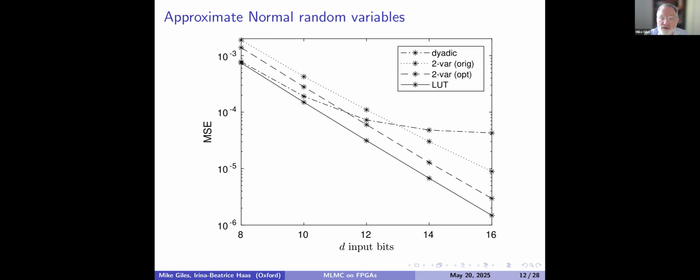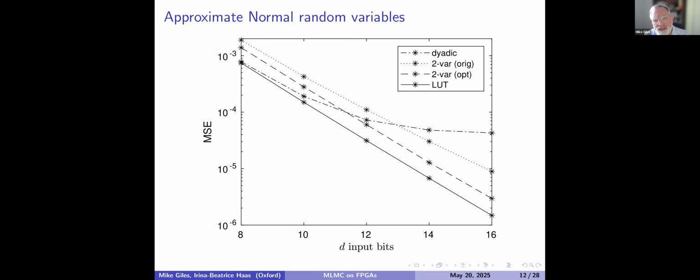So here on this slide, I'm plotting the mean square error in this approximate random number generation. So this is comparing the approximate normal values to the true normal values, varying the number of input bits. The solid line at the bottom, that's the best you can do. That's the full lookup table, which may or may not be a feasible approach for the FPGA.